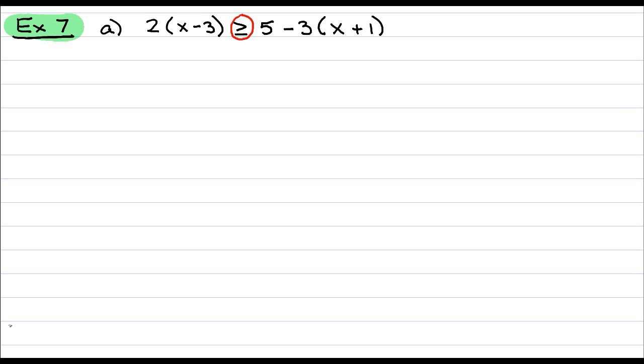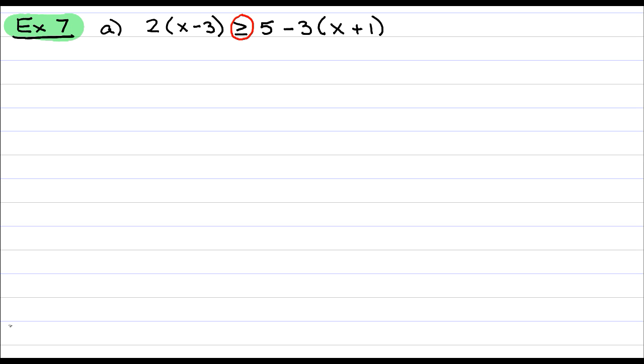As far as solving a linear inequality, the process is pretty much identical to that of solving a linear equation, with one important difference, and that is whenever you multiply or divide both sides of an inequality by a negative number, you need to flip the inequality sign or turn it around. Okay, so let's see how this works.